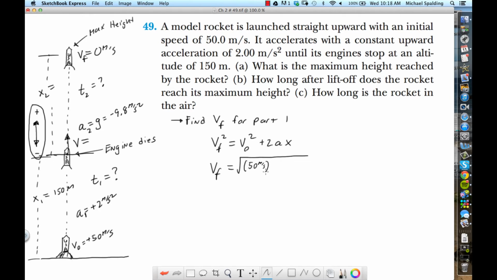50 meters per second, squared, plus 2. Now don't forget to make acceleration negative. Negative 9.8. And then this is going to be 150. Does anybody have this so I don't have to calculate it? What does V final come out as?